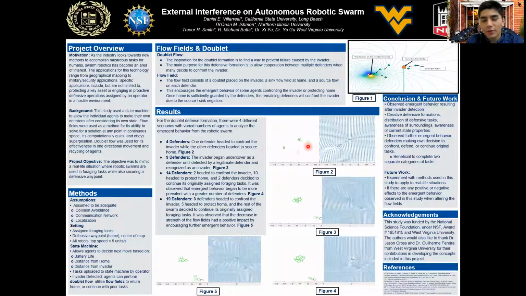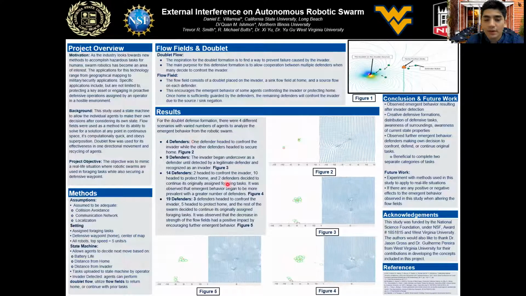So what happened was some defenders decided to head home and follow these streamlines. The streamlines are just paths that the defenders can choose to follow to head in the direction that they want to go, either home or the invader. Some would follow it to home to protect it, as can be seen here. And some would follow it to confront the invader and get it out of the area.